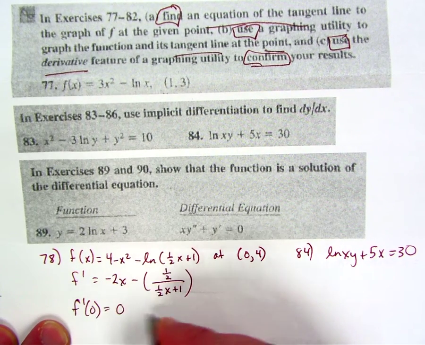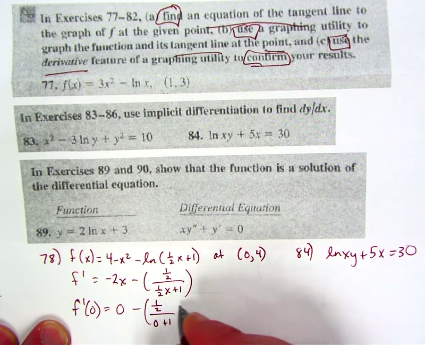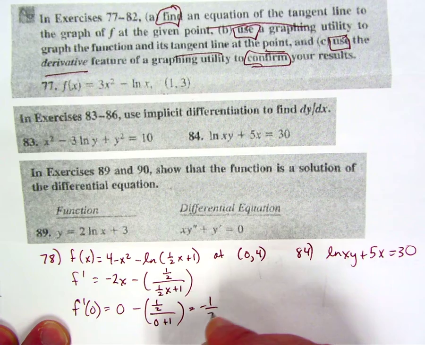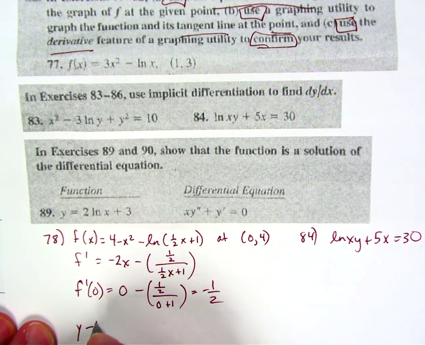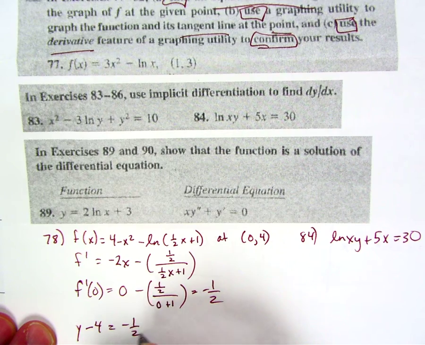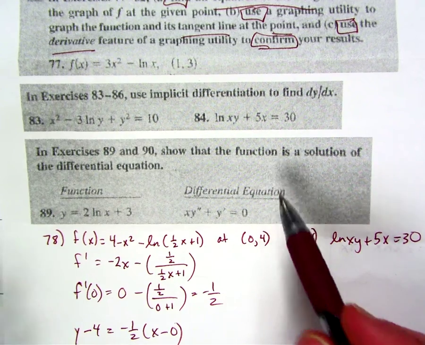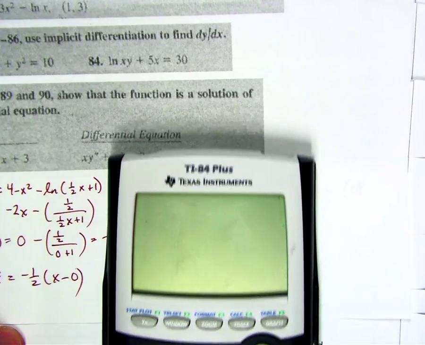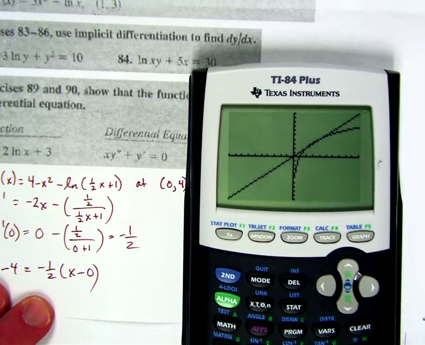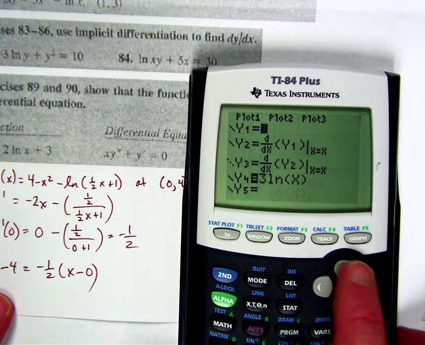Number 77, you're going to be using 1, 3. So I'm going to find f prime of 0. So that is 0 minus 1/2 over 0 plus 1, which is a slope of negative 1/2. Equation of a line, y minus 4 equals negative 1/2 times x minus 0. So that's part A. Part B, use a graphing utility to graph the function and the tangent line at the point.